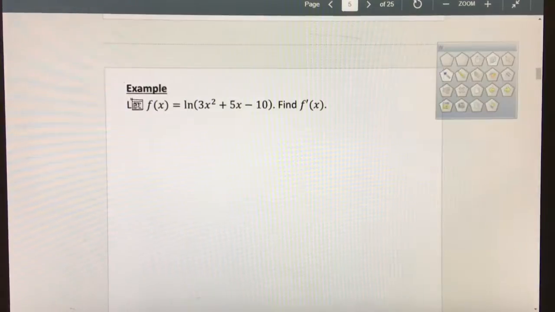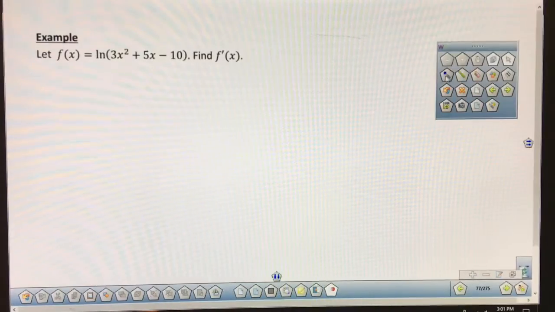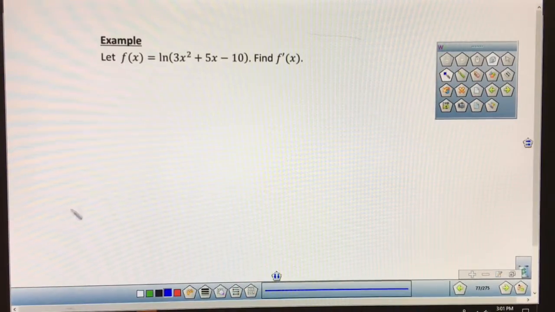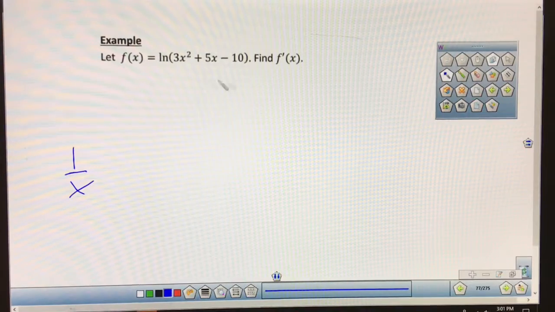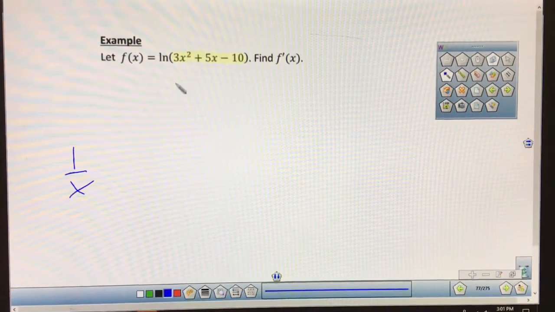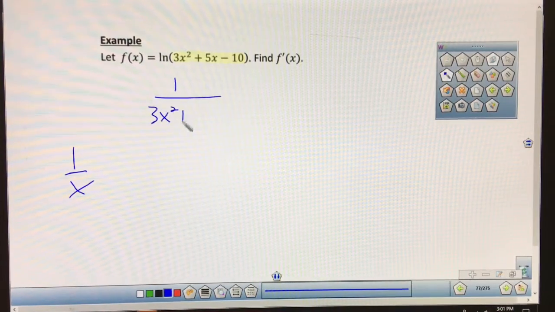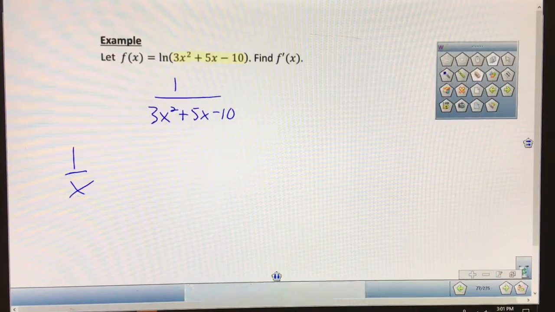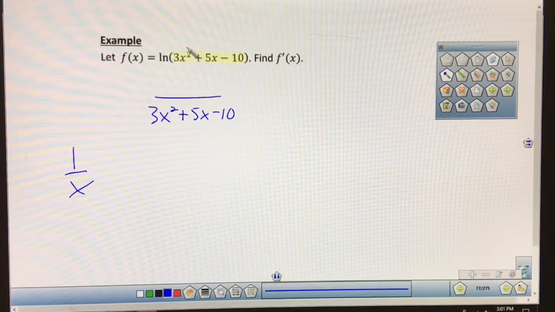On this one, we have to go back and know the derivative of ln x. Do you remember what the derivative of ln x is? 1 over x. So again, it's going to be just 1 over that big quantity. So not that big of a deal. That's going to be 1 over 3x squared plus 5x minus 10. But then I have to go back and take the derivative of what I highlighted in yellow. And that's going to be 2 times 3, that's 6x plus 5. Done.